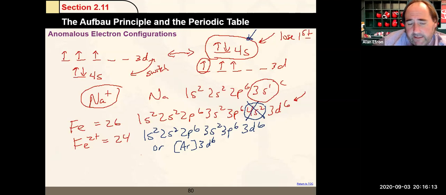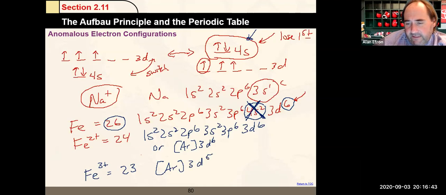Now, if iron went to iron with a +3 charge, it would now have lost 3 electrons from its normal state and end up with 23 electrons, which means it again is going to lose these 2 electrons first, but that's only 2 electrons. The third electron would come out of here at that point, and we would end up with argon 3d5 in this case. So transition metals are different than your representative elements.